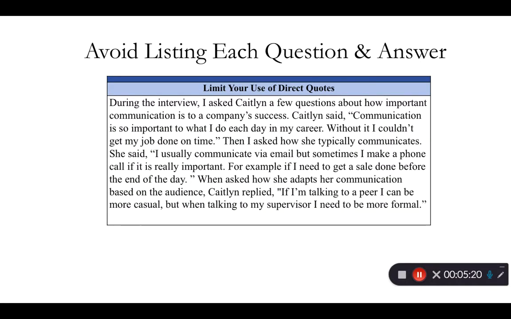Limit your use of direct quotes. While it is okay to use a few short direct quotes from your interviews, limit these to the times when the exact wording is necessary. Most of the memo should be in your own words, not direct quotes from your interviews.